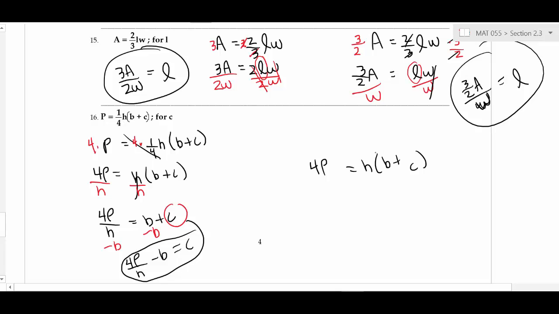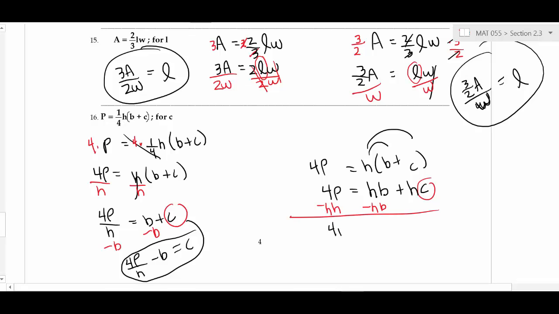How many people did a distributive property? That's good. If you did something else other than that, I'd like to know what you did, because that's about the only possibilities that you have. So you have hb plus hc. That's a valid approach to the problem. You're getting c by itself, so you've got to get rid of hb. So we're going to subtract hb from both sides. That would give 4p minus hb equals hc. Then what do you do? Divide by h.